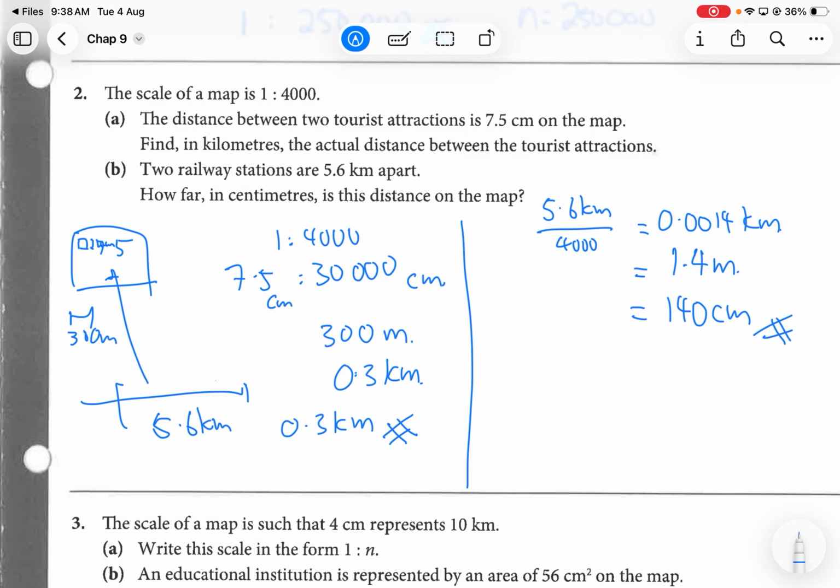You get 250,000. So again, it is 250,000. The answer. Yes, this is part A answer.